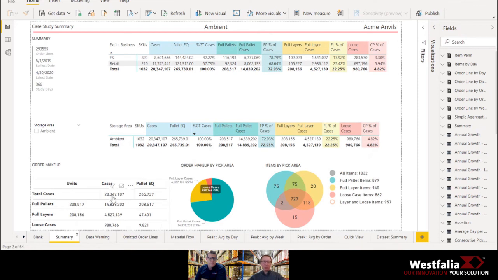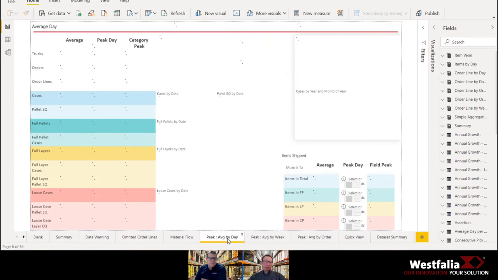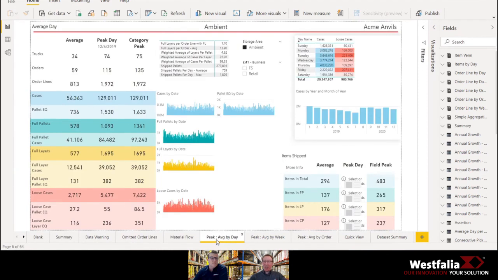So like I said, 20 million cases annually, about 270,000 pallets annually. Day to day, though, I love this page. There's a lot of numbers. So if we look at this on a day-to-day basis, I have this chart here on the left, and I have several measures that go down the left side. The first column shows us the value for the average day. So for example, on the average day in the ambient system, they're shipping 34 trucks.